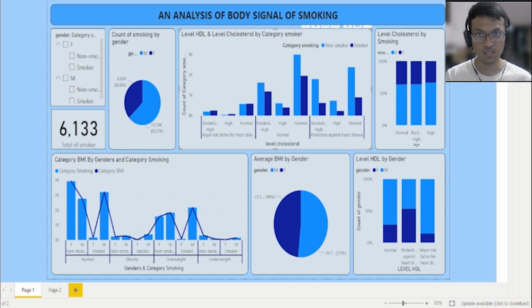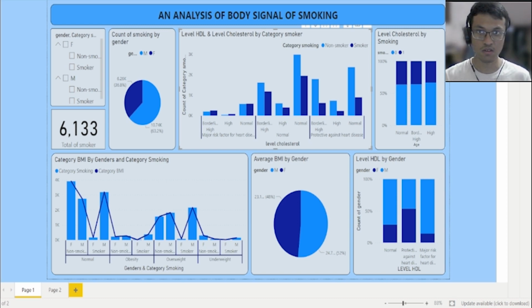For the normal region, the HDL had an excessive number, followed by borderline high and high HDL. In protected against heart disease, non-smoker has the highest amount compared with smoker, followed by borderline high and the high level. Overall, non-smokers correlated with normal HDL and normal cholesterol are the highest compared to the other columns. The reason is they are in peak condition, which is a healthy body, compared with the group of smokers. The group of non-smokers always makes sure to avoid anything that can harm their health.